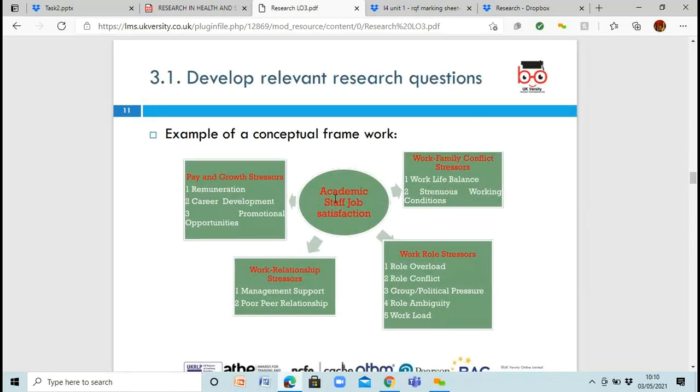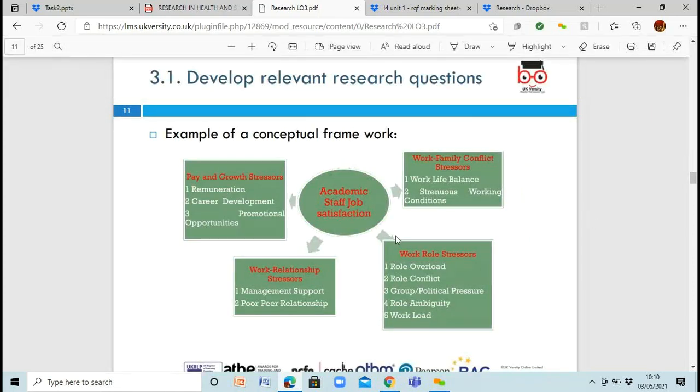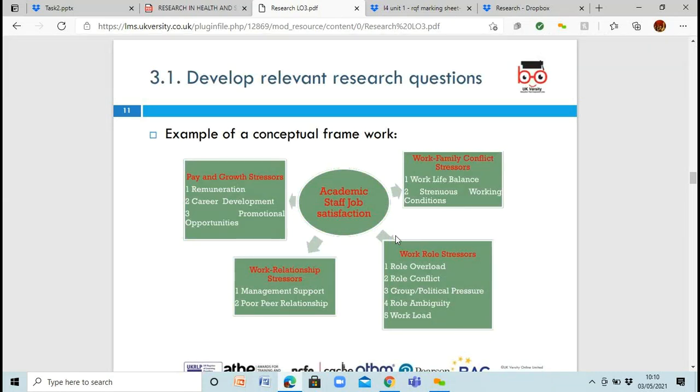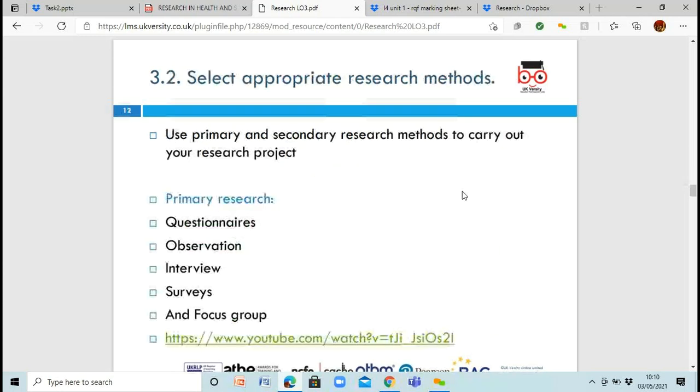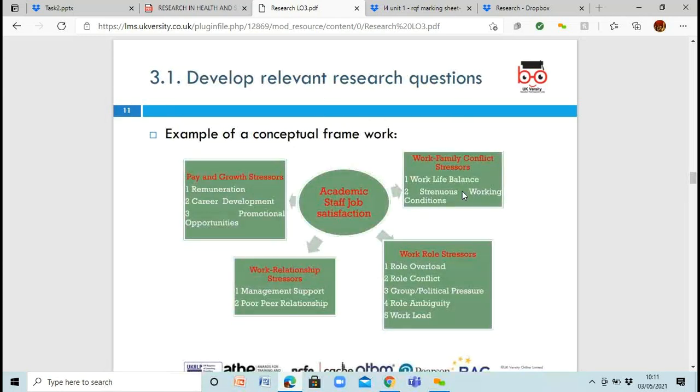And we've got one in generalized form, just to show that the conceptual framework can work on anything. So you've got academic staff job satisfaction, and you're looking at pay, relationships, work stresses, work role stresses, family, and so on. I think all of these points go in here. So that is it for 3.1.